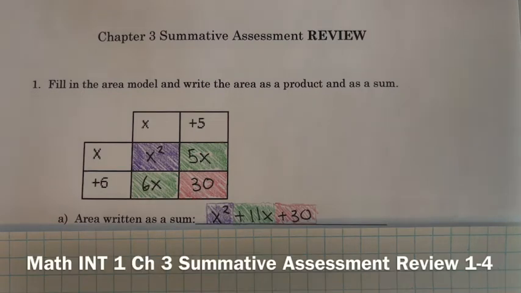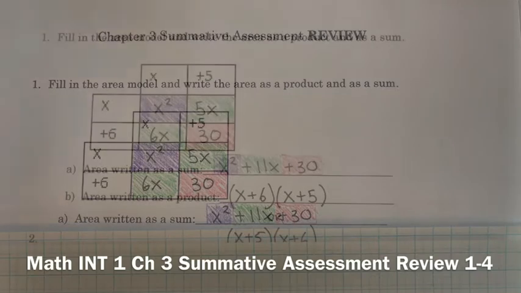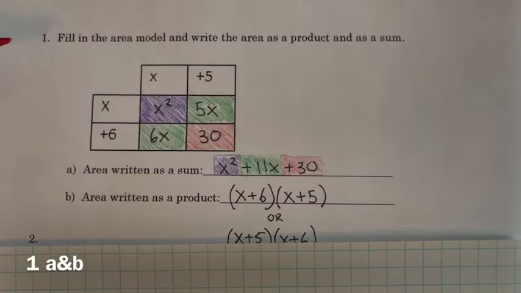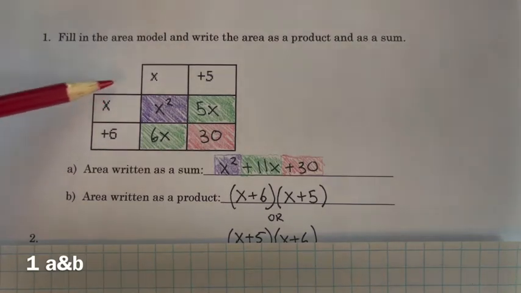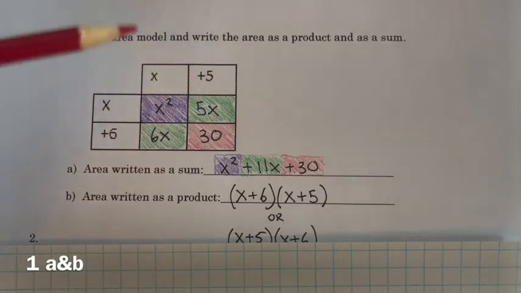This is the Chapter 3 Summative Assessment Review, Problems 1 through 4. For Problem 1, fill in the area model and write the area as a product and as a sum. So as a product, here are our dimensions, x plus 6 and x plus 5.